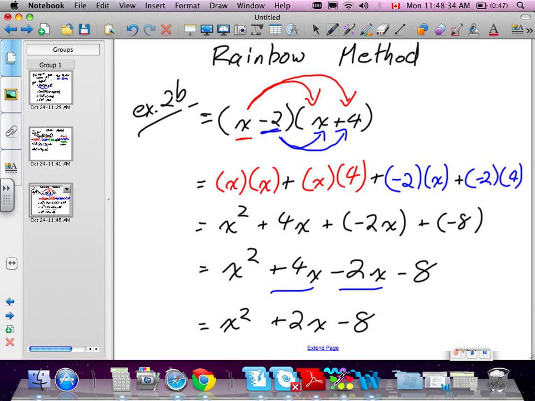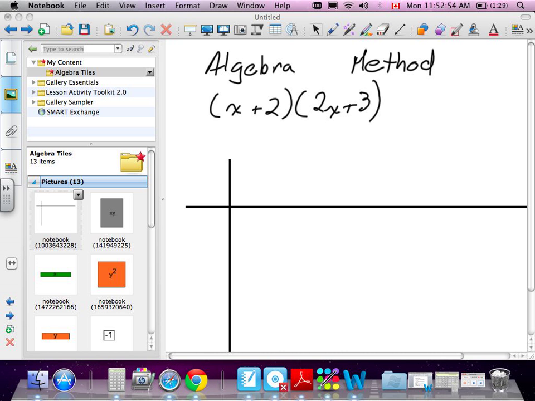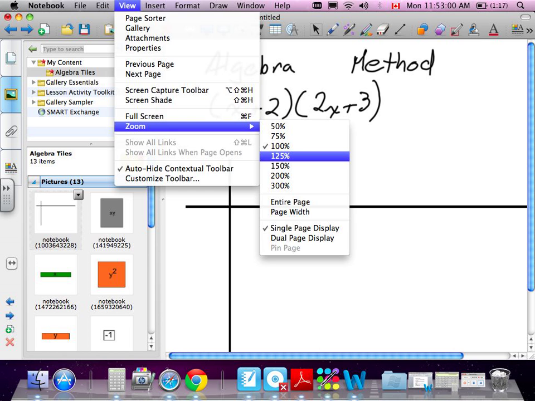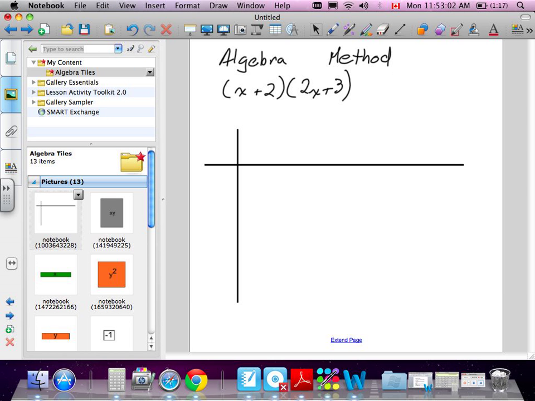Okay, the next method we're learning is the algebra tile method. So in this method, I need to represent the first bracket vertically and the second bracket horizontally. So in the first bracket, we have an x.